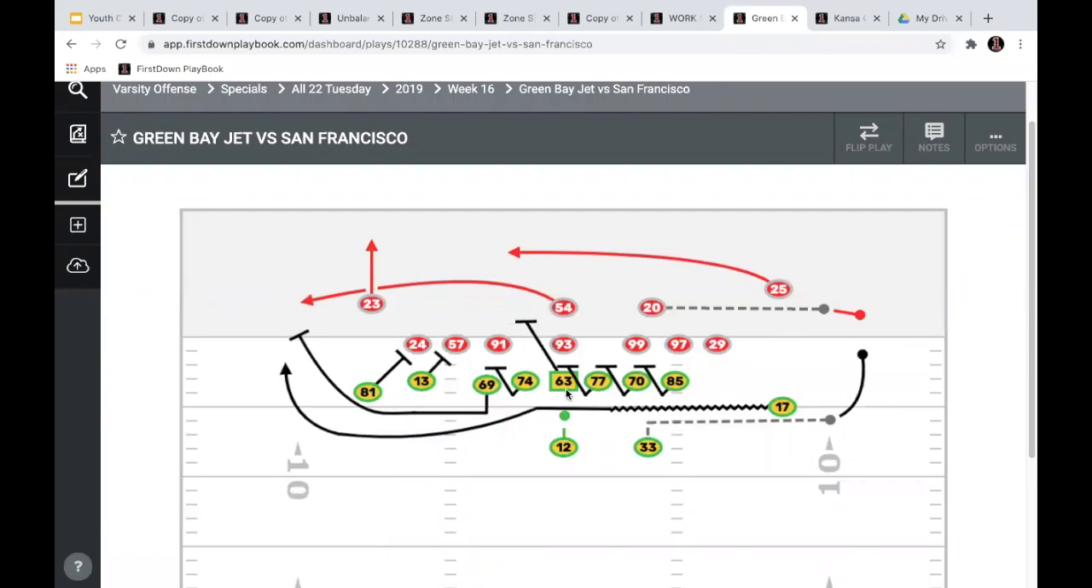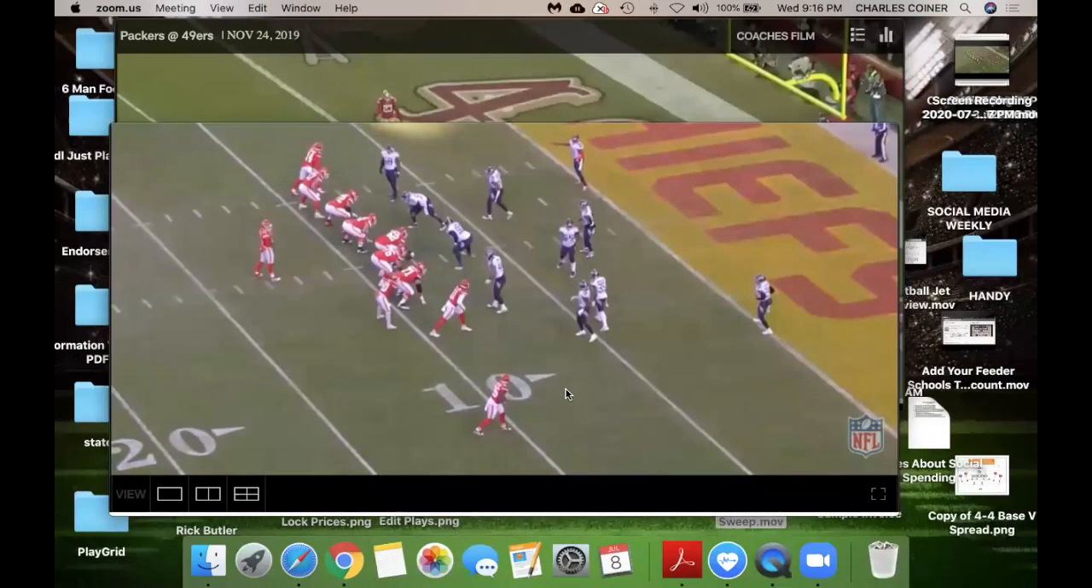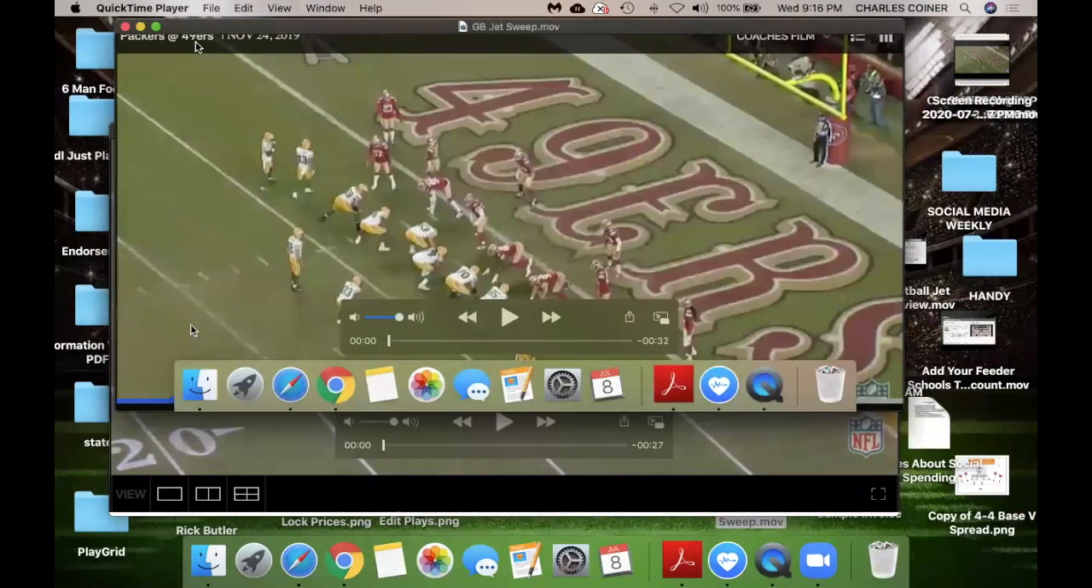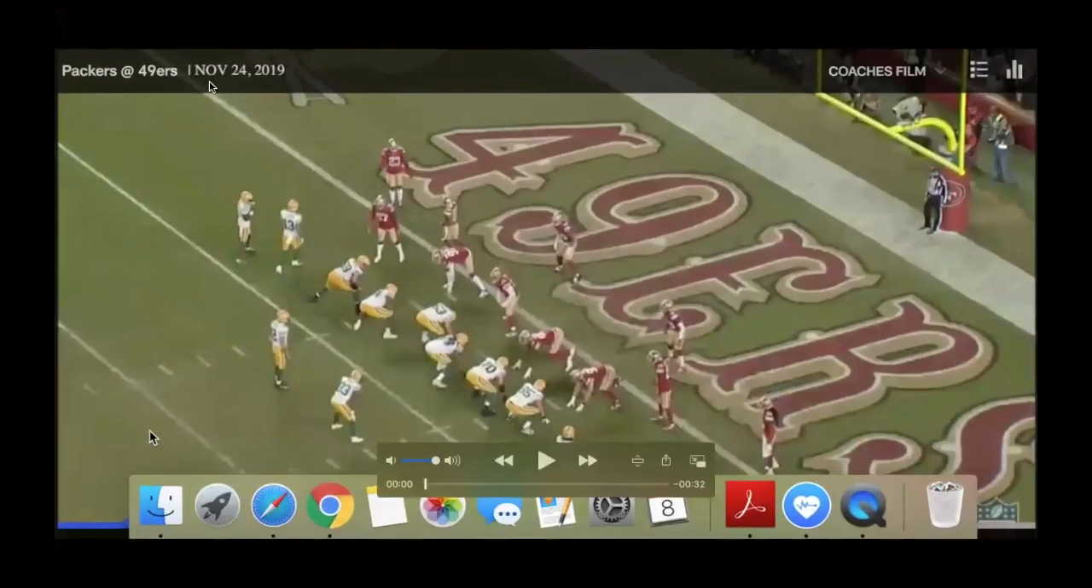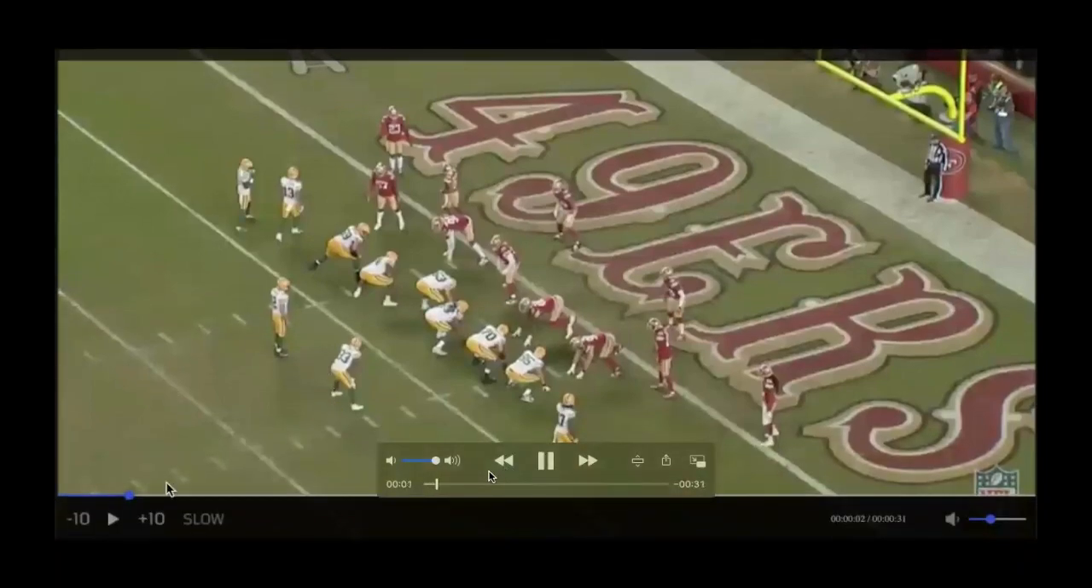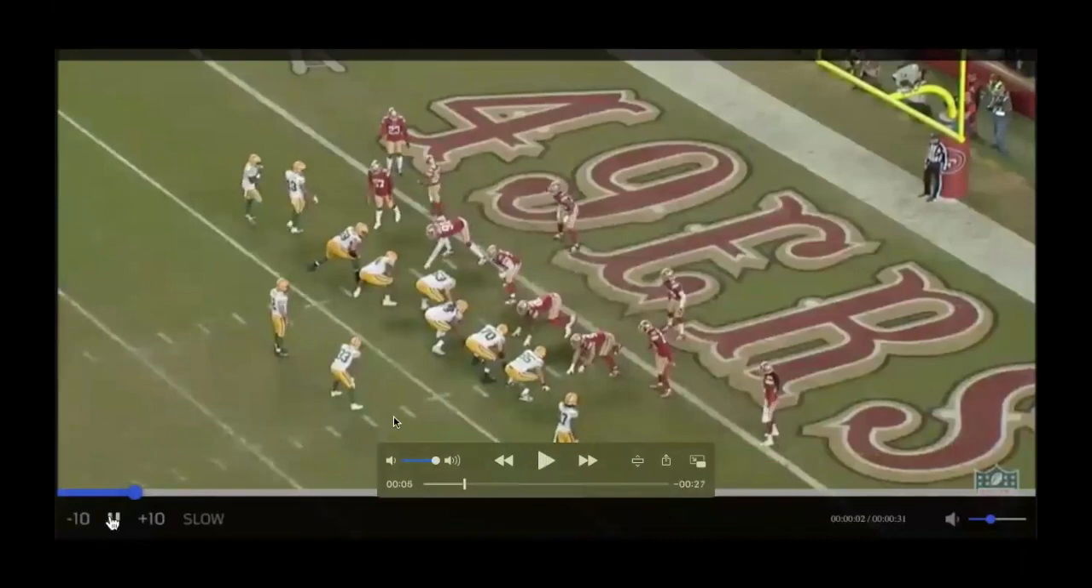Let's see if we can go back over here and find this play. Okay. All right, hold 1 second here.